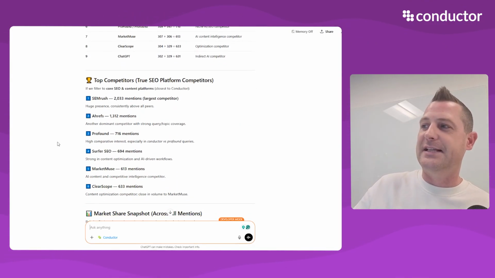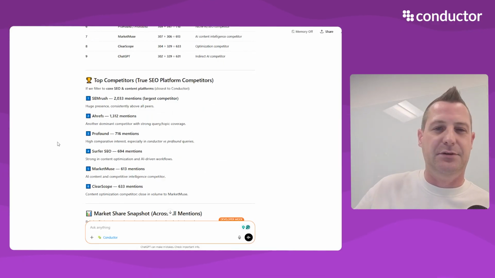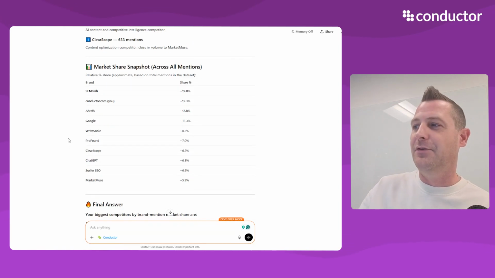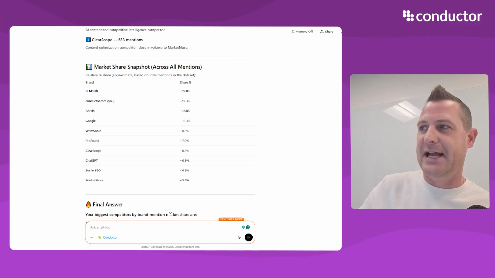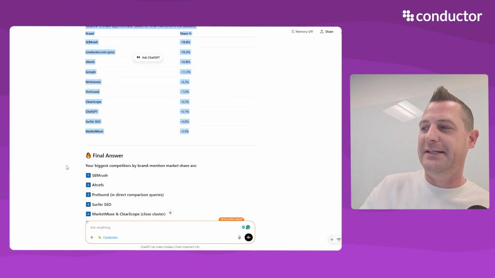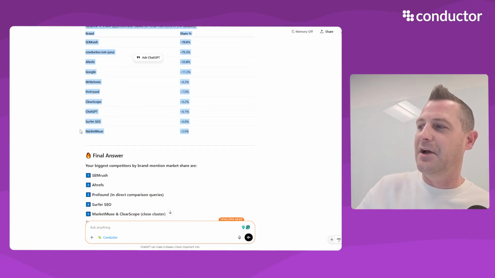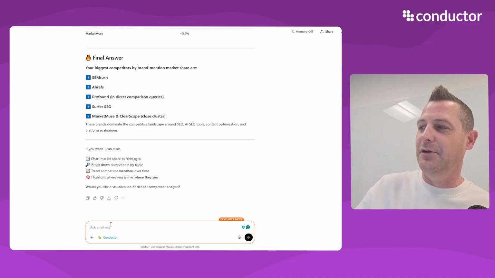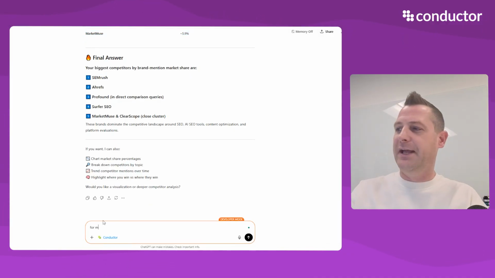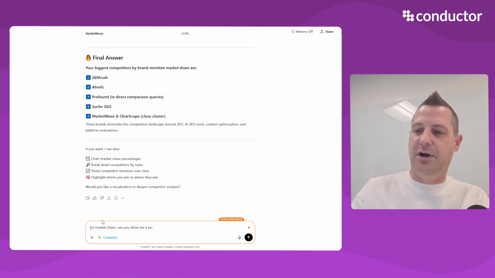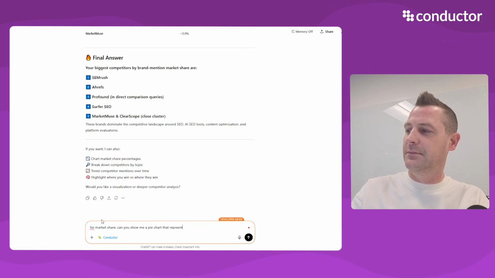And the cool thing is that it gives you a lot of different types of information, and it even gets you down to market share, right? So the cool thing about this, and I'm thinking about the market share piece in general, is that yes, these are our biggest competitors here, which is not surprising. But ultimately, when you look at the market share, you can go down and say, okay, for market share, can you show me a pie chart that presents this data?